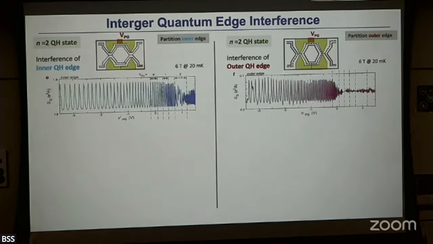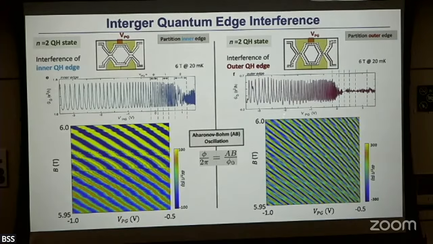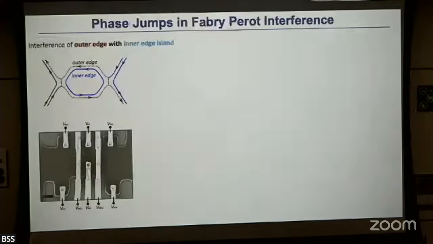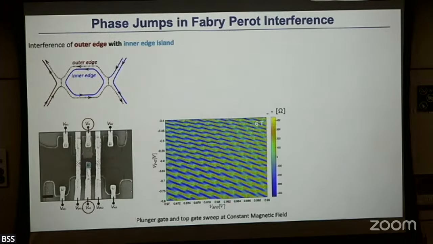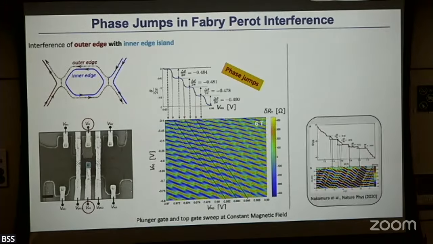For the integers, we get this very nice result of the oscillation. And now you start to see that we can do the experiments even in cases where two edge states are flowing through. But then you can see that there's a phase jump that appears there.